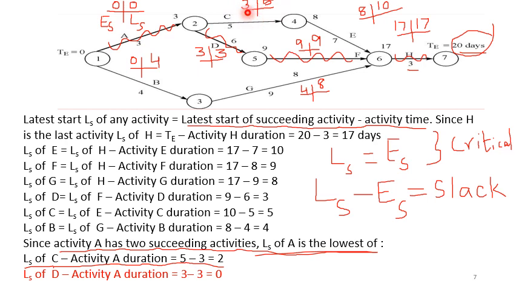So activity C, even if there is a delay of 2 days in this non-critical activity, it will not cause any delay in the entire project completion. Similarly, if I consider B or G, you can see there is a slack of 4 days. So B and G can be delayed by 4 days without affecting this total expected time of 20. That is the practical meaning of slack of a particular activity.